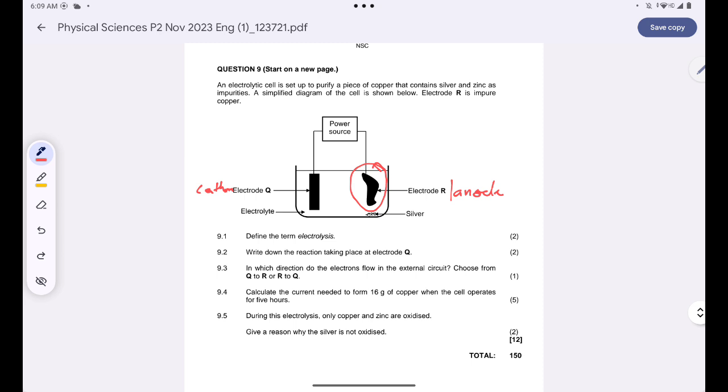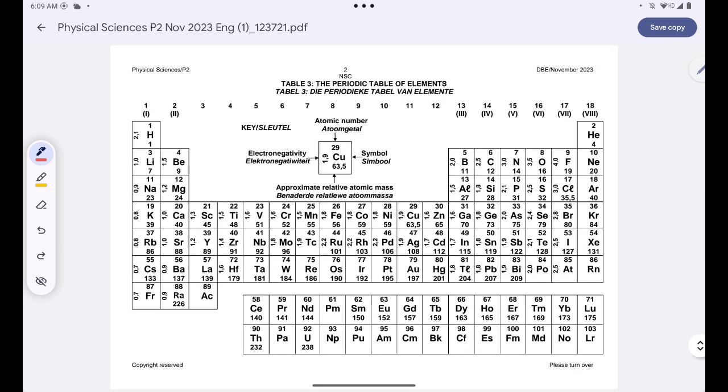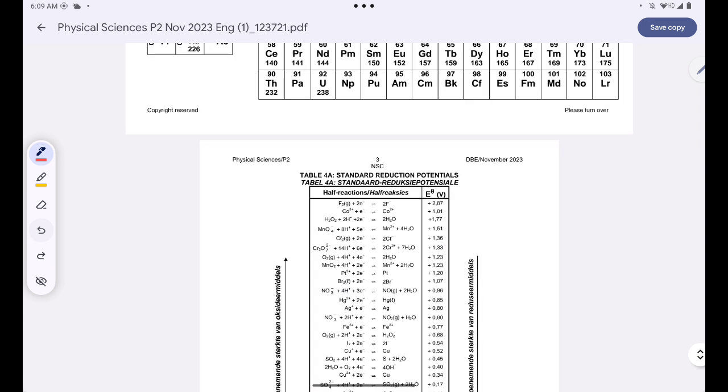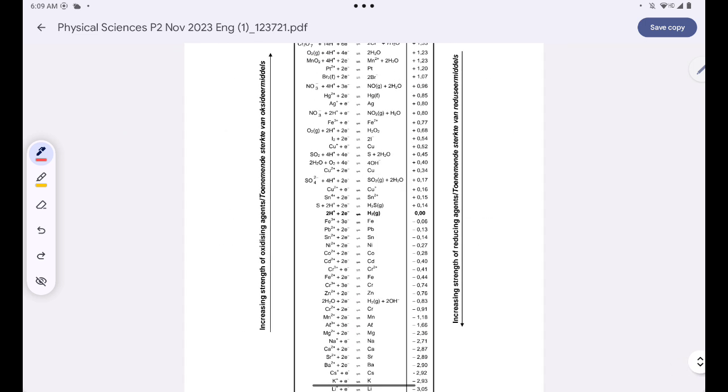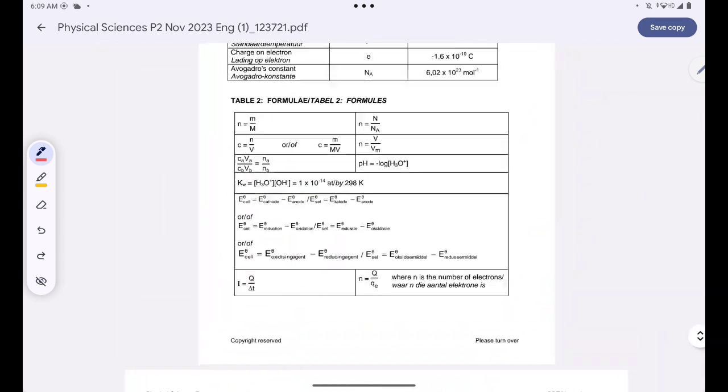Okay, and then 9.2, we are supposed to write down the half reaction that takes place at electrode Q. Remember, guys, they are purifying copper. Are you together? So the only half reaction we're going to be concerned about is the one for copper. It's copper 2 plus, plus 2 electrons, giving us copper solid.